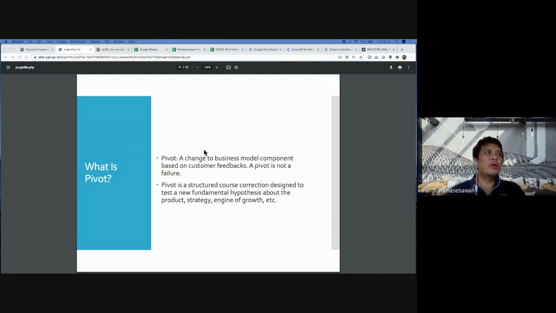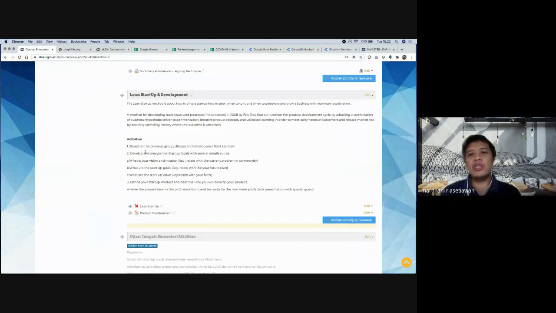But before that, you need to do these activities. Based on your previous group, try to discuss and develop your startup team. Then think about your vision and your mission with your team. For example, you want to change a problem that appears in the community, such as transportation, traffic jams, property, maybe hunger, or something else related.